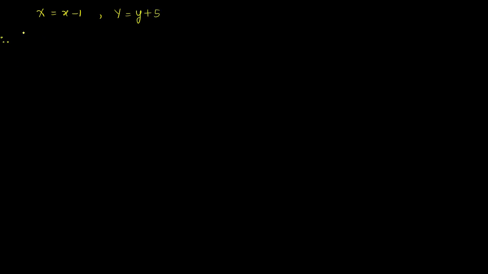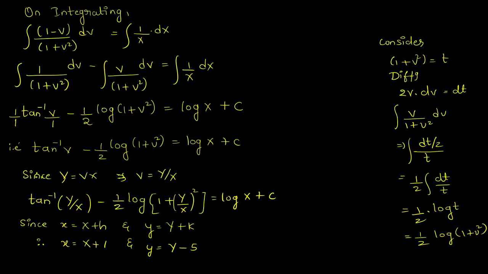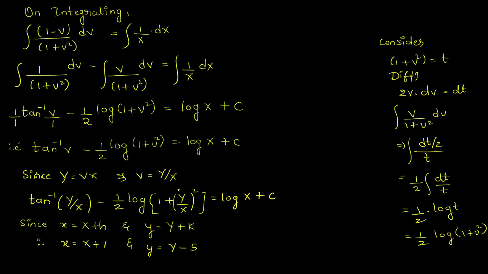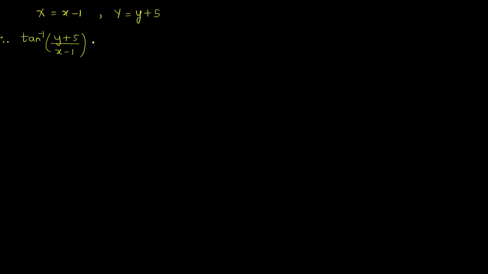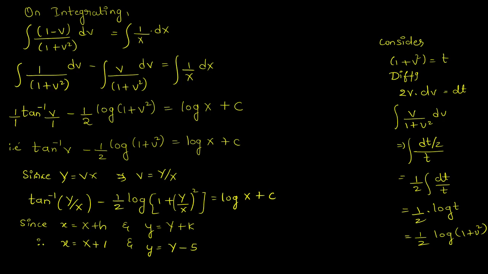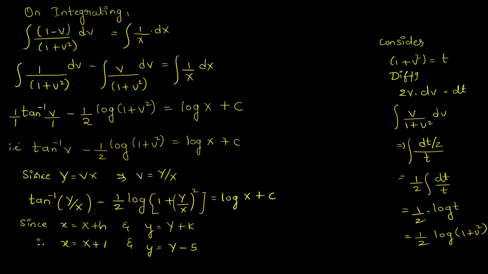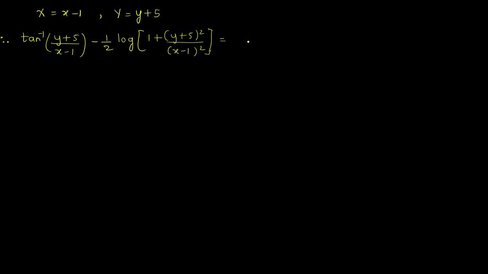Therefore, the equation reduces to tan inverse of, we had here Y by X, so it is y plus 5 by x minus 1, minus 1 over 2 log of 1 plus Y square by X square, that is y plus 5 whole square by x minus 1 whole square, equals log of X plus c. Log of X, where X is x minus 1, plus c.